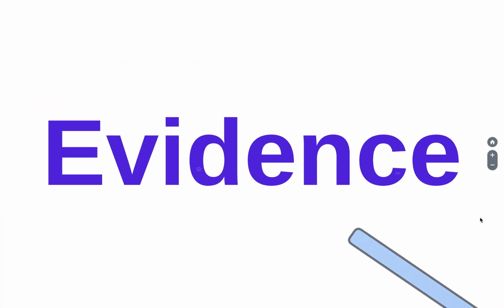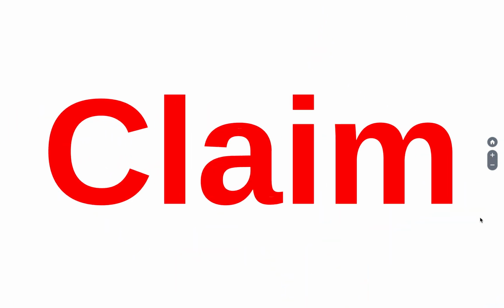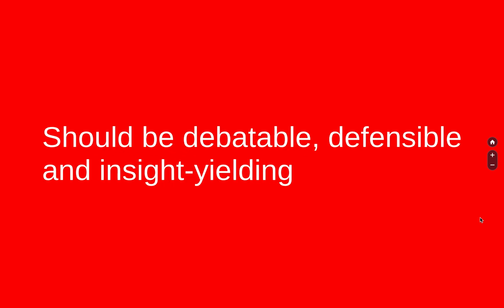So we start with evidence. Really important in this model. And only after we find some evidence can you develop a claim. So once you start doing this research and finding what you want to find, then you can start to put together an actual argument. A claim is based on evidence, and it's three things, three really important things.